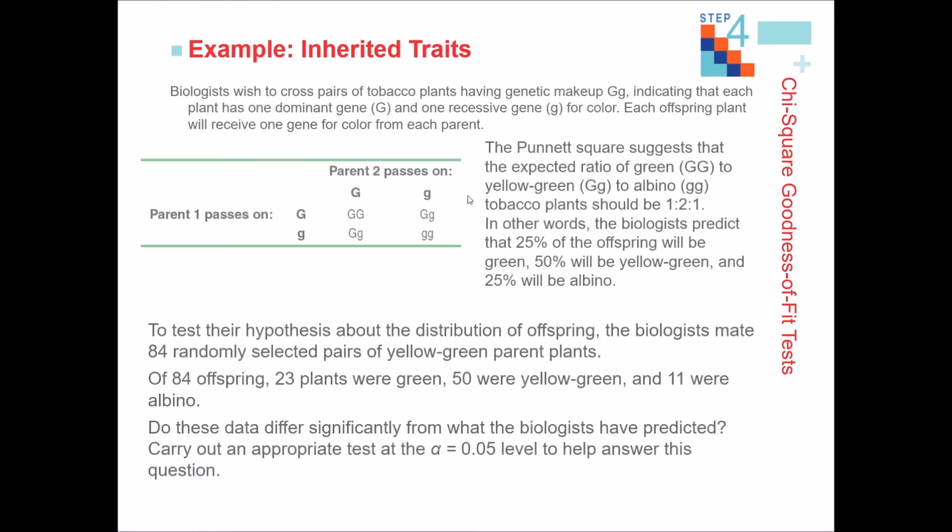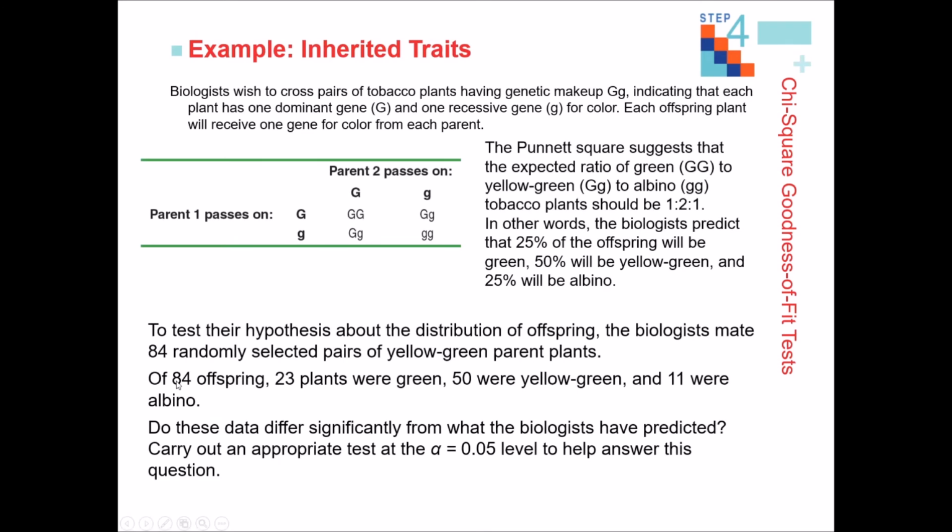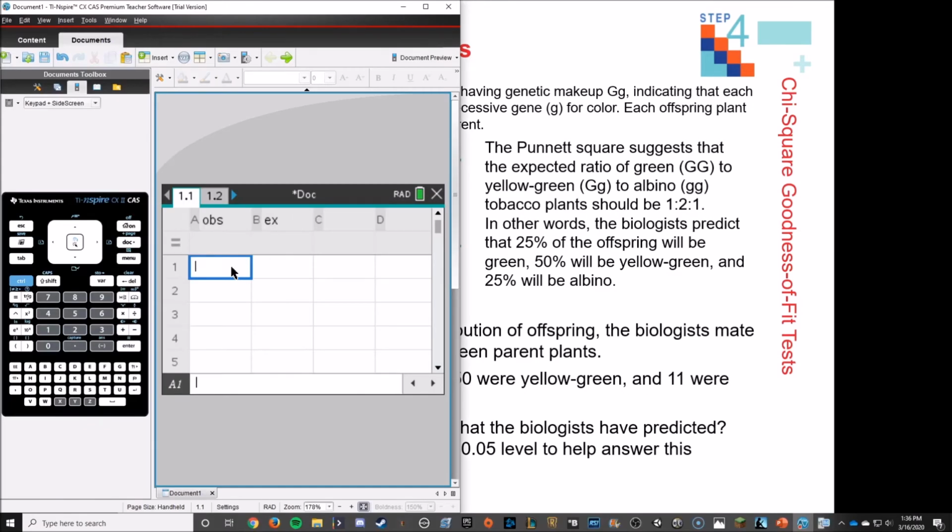So here's where things get a little tricky. Observed is easy. We've got 84 offspring: 23 green, 50 yellow-green, 11 albino. So we've got 23, 50, 11. The question is what we're expecting. We have 84 plants total. 25% of them should be green. So if we do that math, it's 21. Now, 84 plants times 50% is going to give us our yellow-green number, which is 42. And 84 plants times 25% again should give us 21.